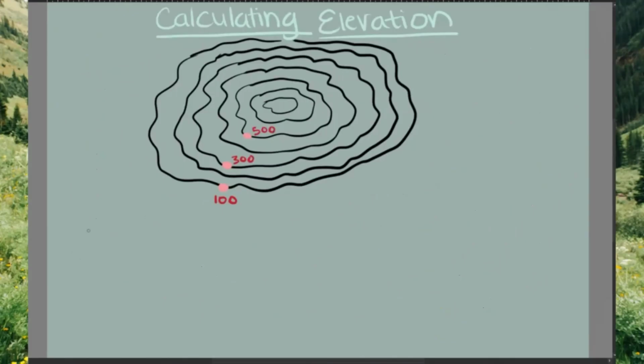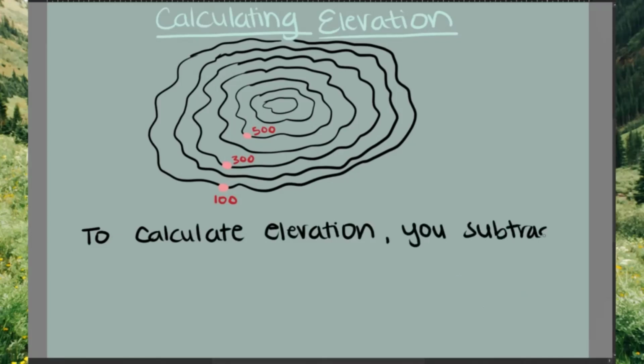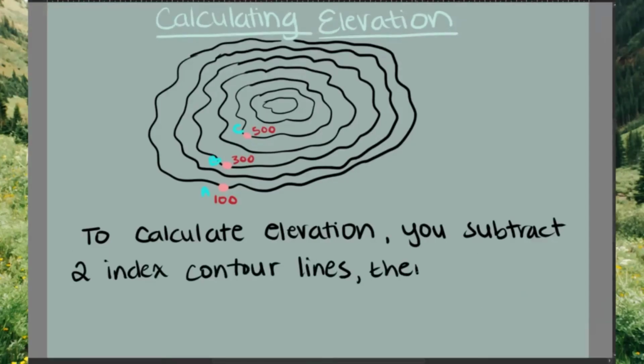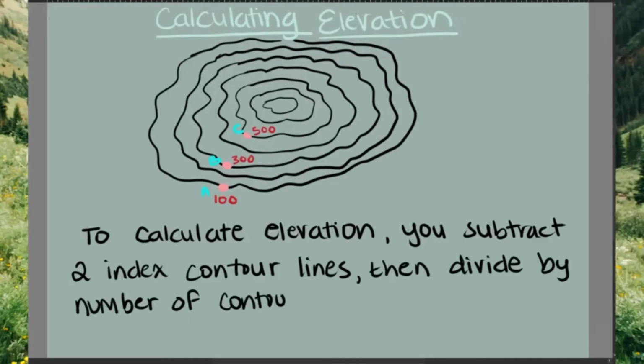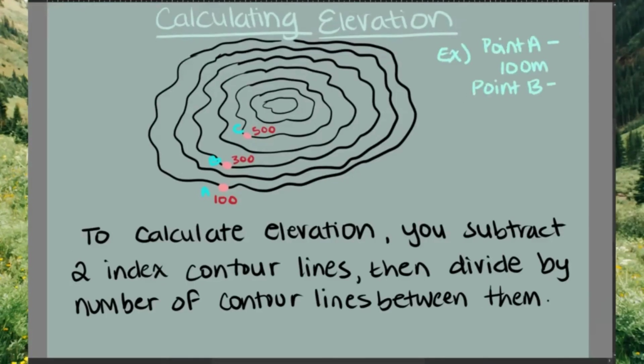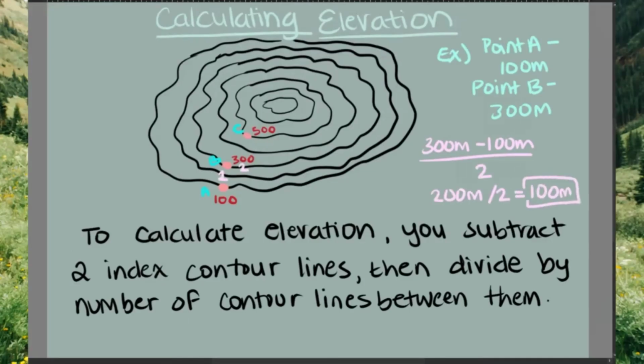So lastly, let's look at an example where we are actually calculating for elevation. I'm going to mark on the map 3 different index contour lines. In order to calculate for elevation, you have to subtract at least 2 index contour lines and then divide by the number of contour lines between them. For example, point A is at a height of 100 meters. Point B is at a height of 300 meters. So if I took those 2 points and then counted how many lines it took to get from point A to point B, which would be 2, I would have 200 meters divided by 2 gives me 100 meters per contour line. So each contour line increases upwards at 100 meters.